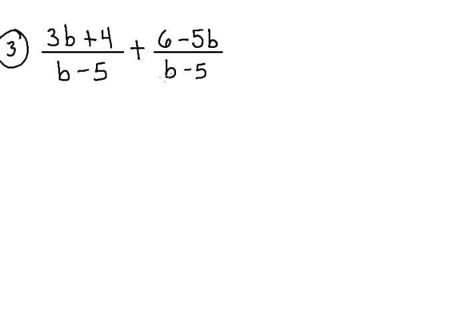Okay, we need to get the same denominators, but what happens if they are already the same? Then we have something less to worry about. All we need to do is add. So 3b plus negative 5b, right? Because you add like terms, not things that are different. So 3b plus minus 5b will be negative 2b. Then 4 plus 6 will be 10. So minus 2b plus 10.